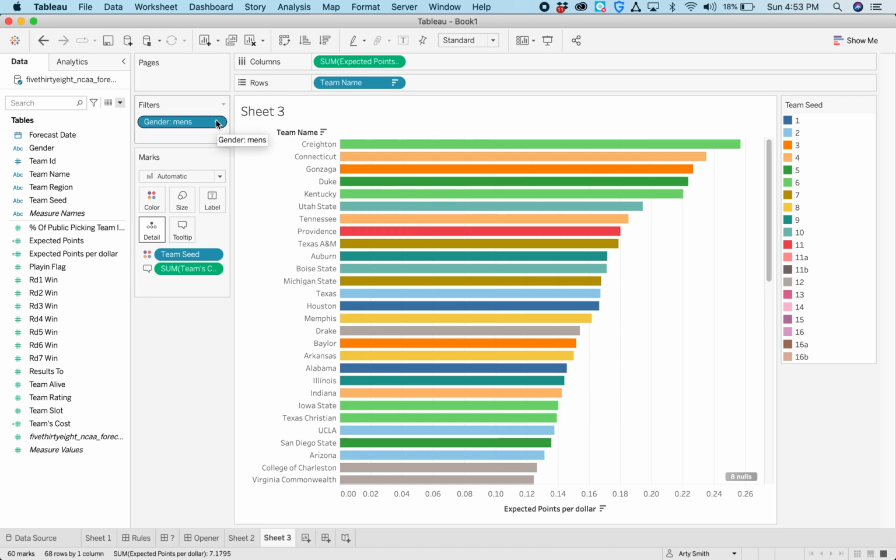And students are supposed to spend $224 on both the men's tournament and the women's tournament. Good luck and have fun with this.